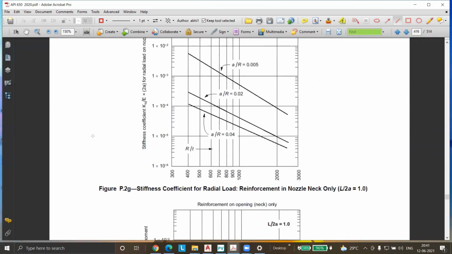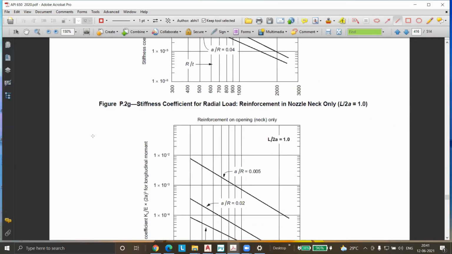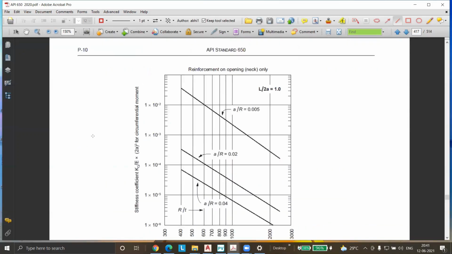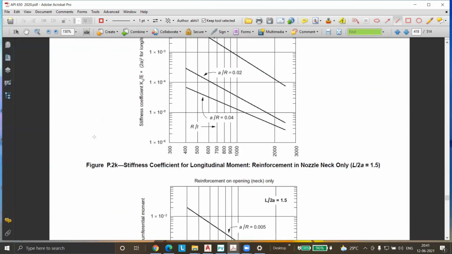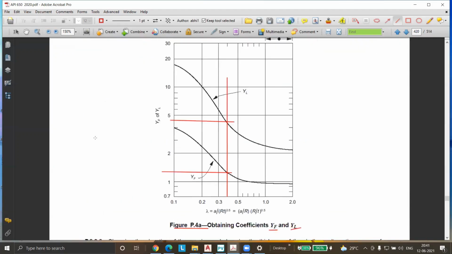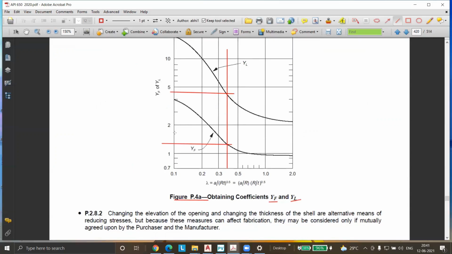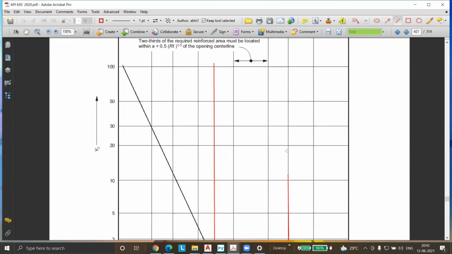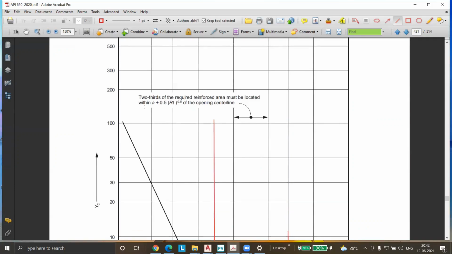Sir, in 3.4b, if my value comes in 3 or 5, so what will the Y be? Here in this, 4b, 3.4b, 4a, if it is coming beyond this, what will be my value?